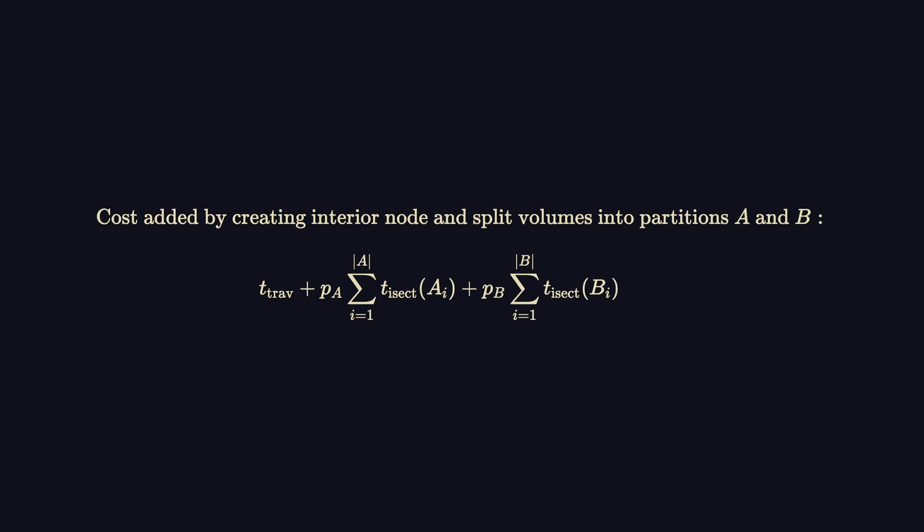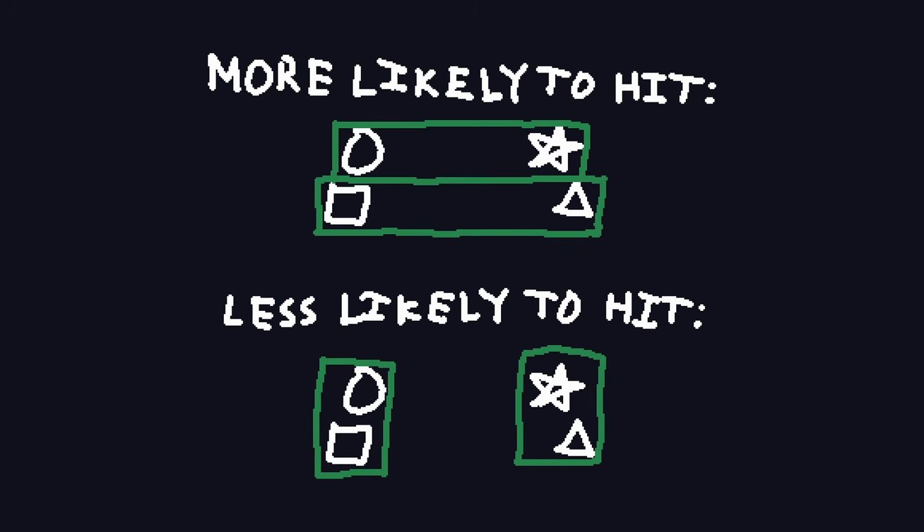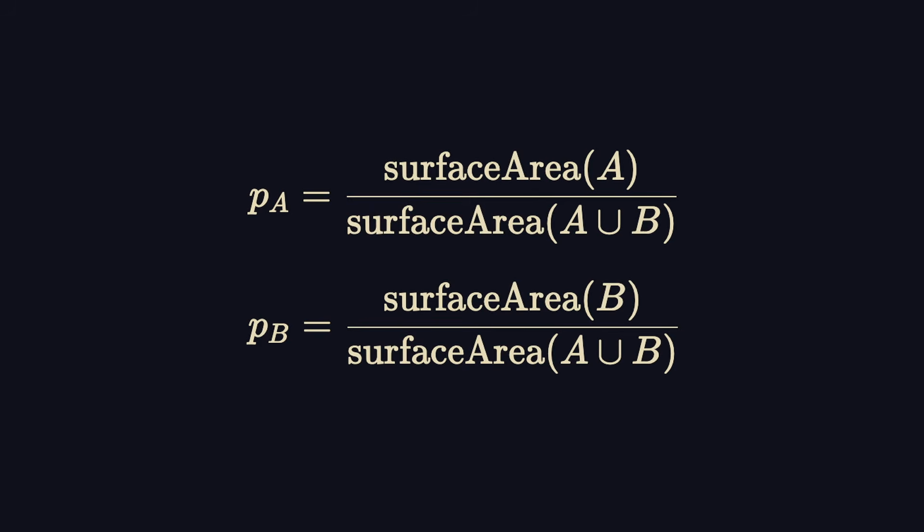The probabilities PA and PB are a function of the partition itself. Larger partitions lead to higher probabilities, as the ray will be more likely to hit it and traverse down the node. As it turns out, the probability that a uniformly random ray passing through a box also passes through a child box is exactly the ratio of their surface areas. So we can directly compute PA and PB by taking the surface area of each candidate partition and dividing them by the total surface area.